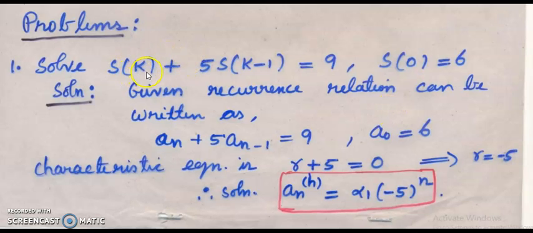So you can take this k minus 1 to this suffix, okay, k minus 1. You can take n minus 1 instead of that, because we are writing in terms of a_{n-1}. So I have rewritten this one.